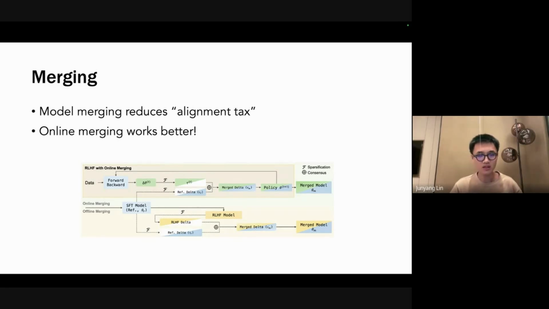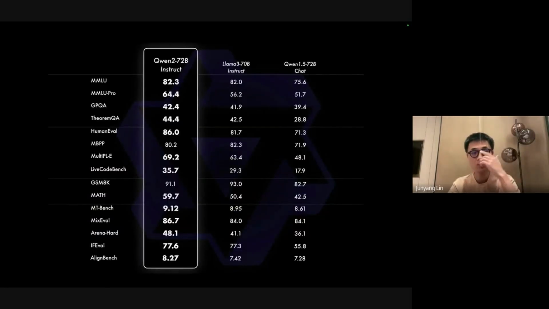So we just combine it together. And we have a word called online merging. You can check it online. We have a paper called online merging, and online merging is actually helpful. And for the results part, I do not need to share too much.